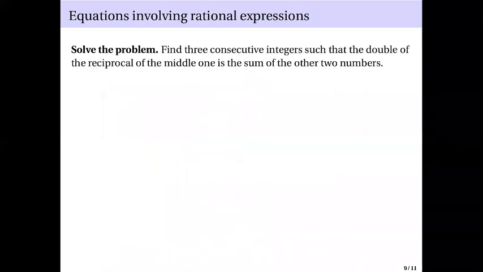Next question here. This is our last example for this part of our lecture. And then we'll proceed with the next topic. So in here, we want to find 3 consecutive integers such that the double of the reciprocal of the middle one is the sum of the other 2 numbers.